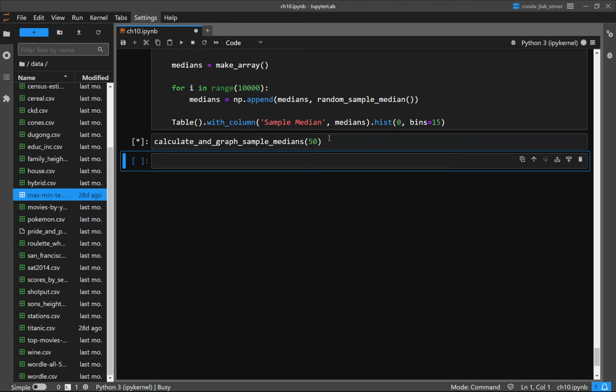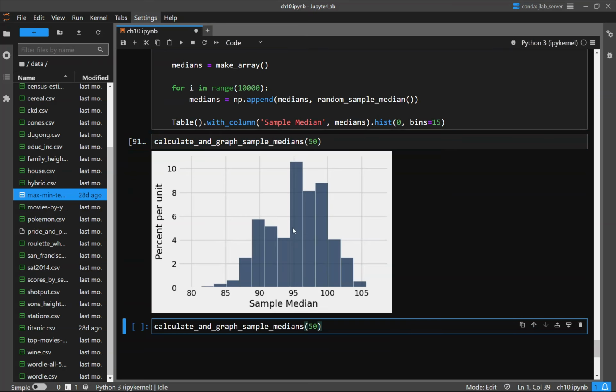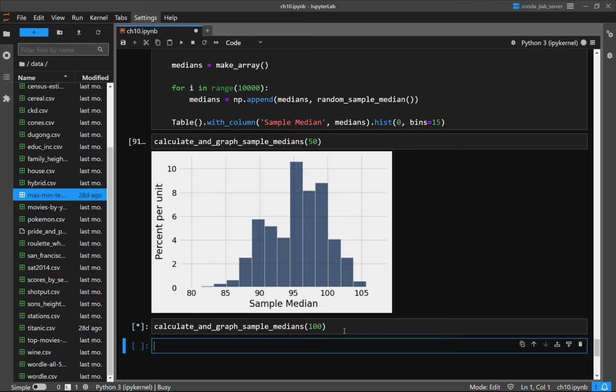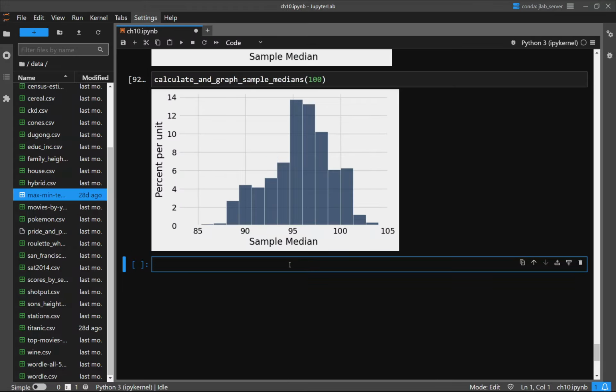With size 50, of course, it's going to depend. You're going to get different things. It depends on the sample. But the true median was 96. You can see it's there. With a size 100 sample, maybe ours was a fluke. It looked a little weird just because of randomness. I think it did.